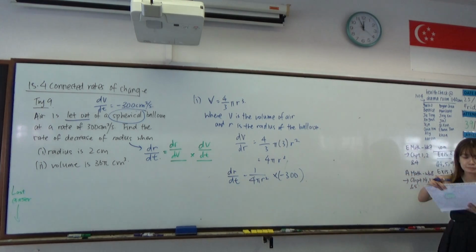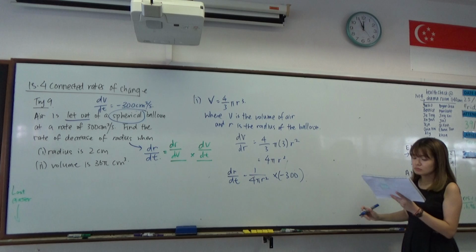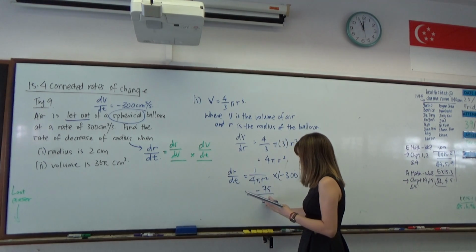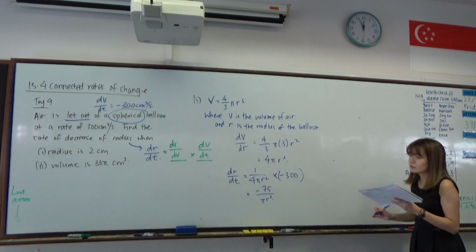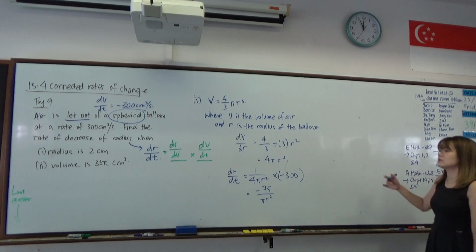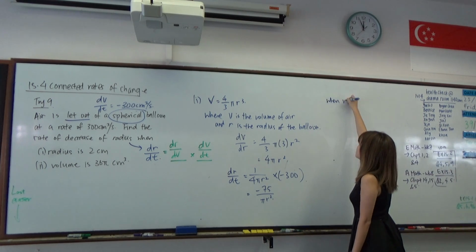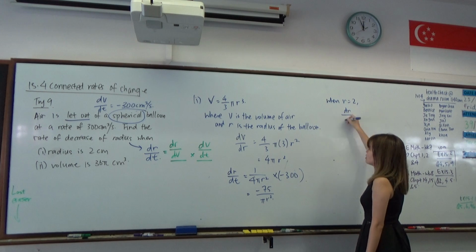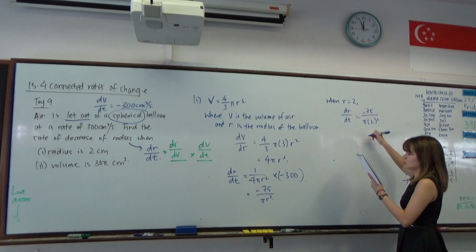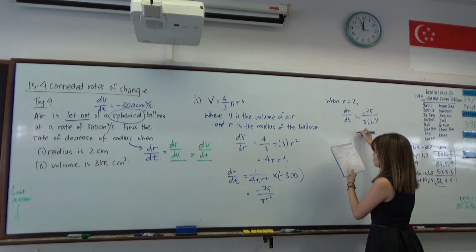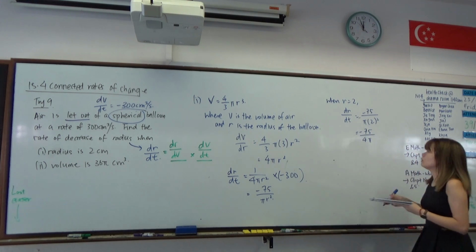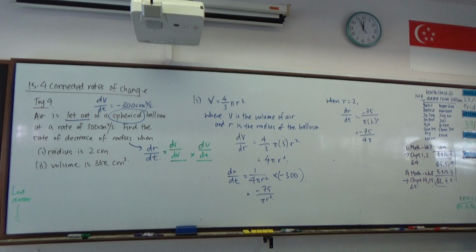And this simplifies to give us negative 75 over pi r squared. Now we want to find the rate of decrease of the radius when r is equal to 2. So when r is 2, we will get negative 75 over 4 pi.